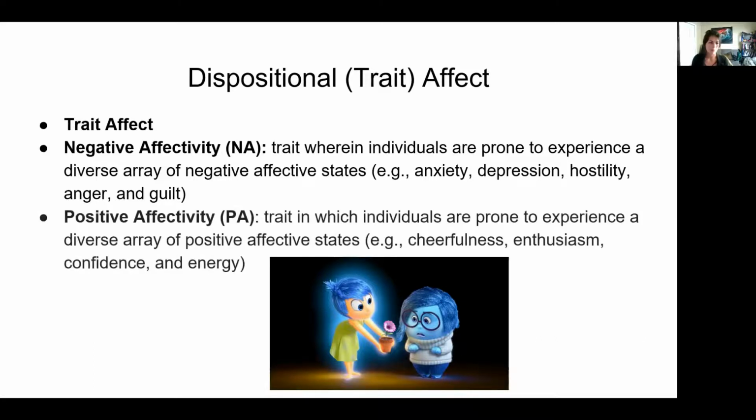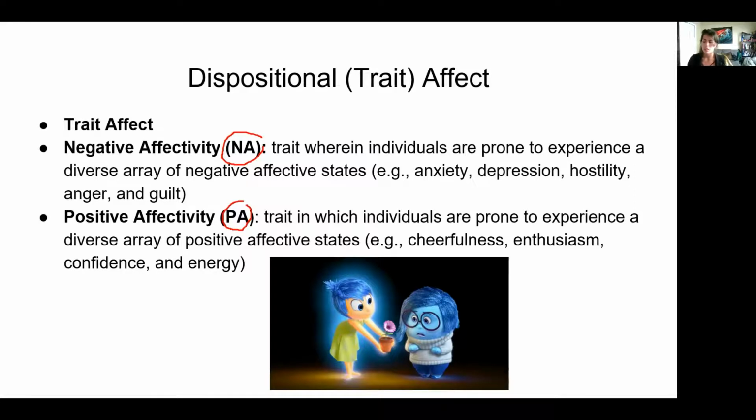Whereas joy is more positive affectivity, which is a trait in which individuals are prone to experience a diverse array of positive affective states, which means cheerfulness, enthusiasm, confidence, and energy. And that's joy for you. So, we mostly just refer to trait affect as either negative or positive. And just to abbreviate them, we often write NA and PA for negative affect and positive affect.